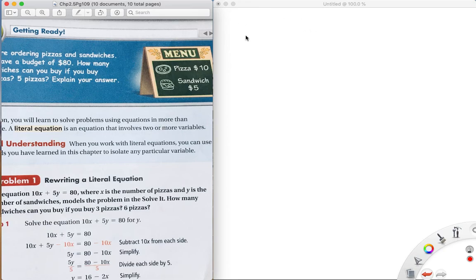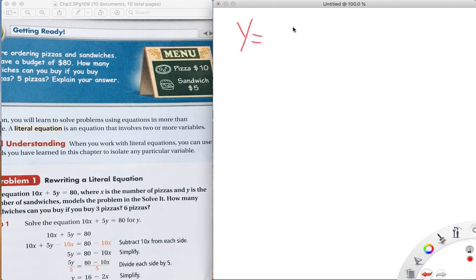So for example, y equals 2 would not be an example of a literal equation, but if I did y equals 2x plus b, this is a literal equation. I have three variables. Or distance equals rate times time. I have multiple variables within my equation, so we call that a literal equation.